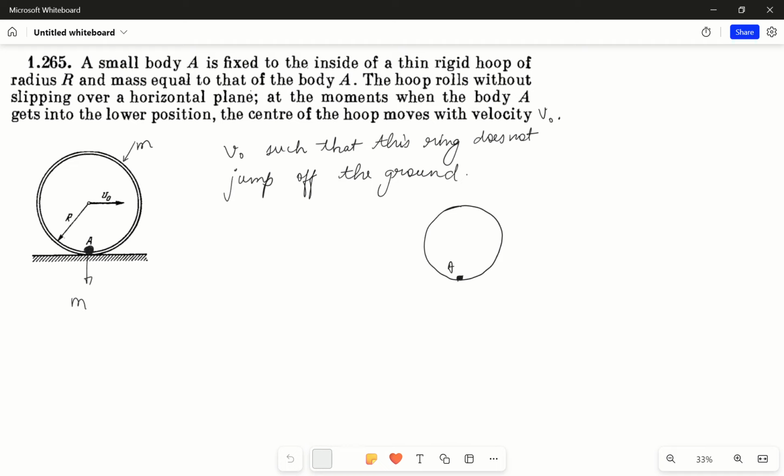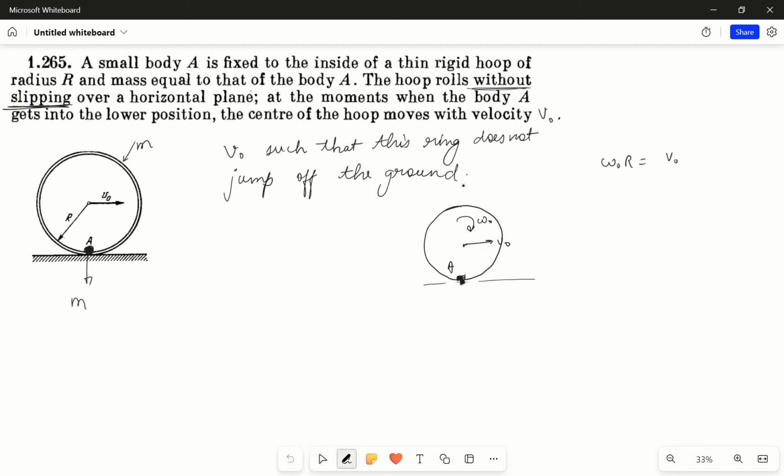So first of all, let's analyze the motion. This is the ring, and initially body A was at this position and it has initial velocity of v naught. It is also given that it is rolling without slipping, there is no slipping. So what we can infer from this is it might be rotating with angular velocity of omega naught. It means omega naught into r is equal to v naught.